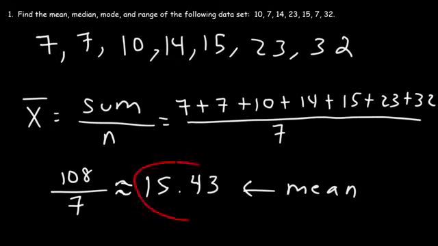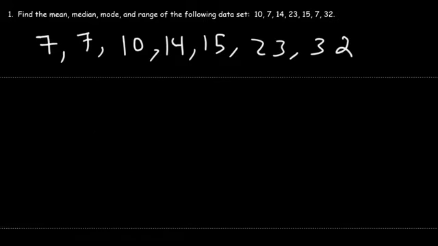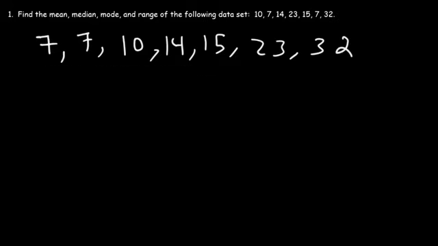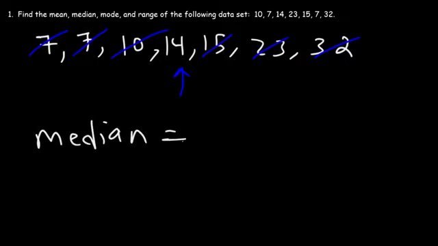Now, what about the next thing? How can we find the median of this data set? The median is basically the middle number. So what I like to do is eliminate the first and the last number. And then working towards the middle, I'm going to eliminate the next 2 numbers until I'm left with the middle number. So as we could see in this example, the median is equal to 14. It's simply the middle number of the data set.